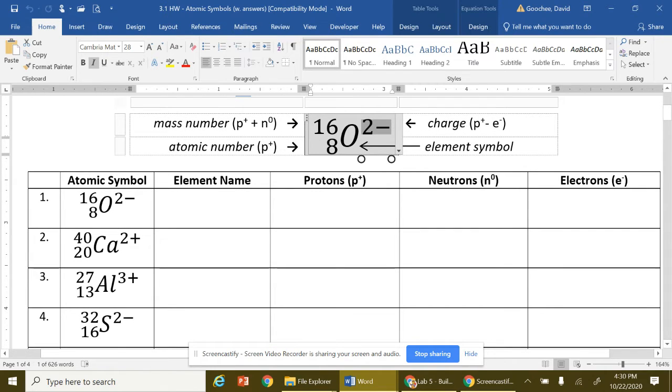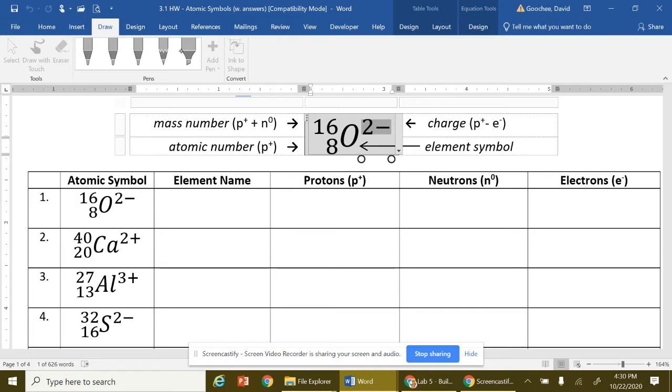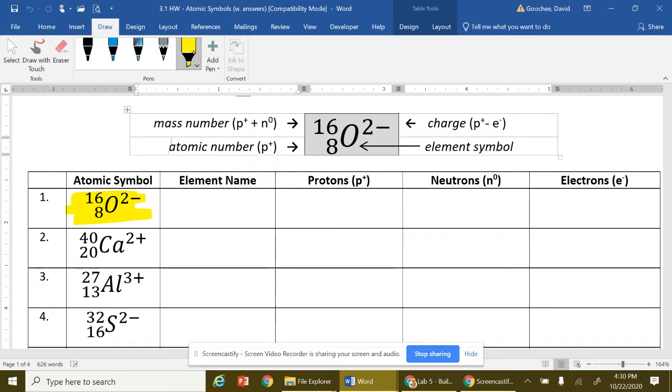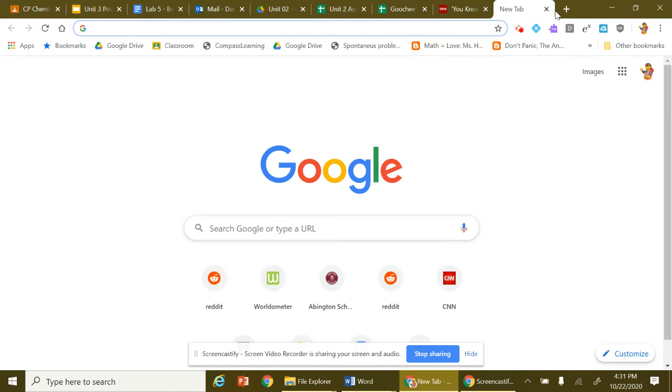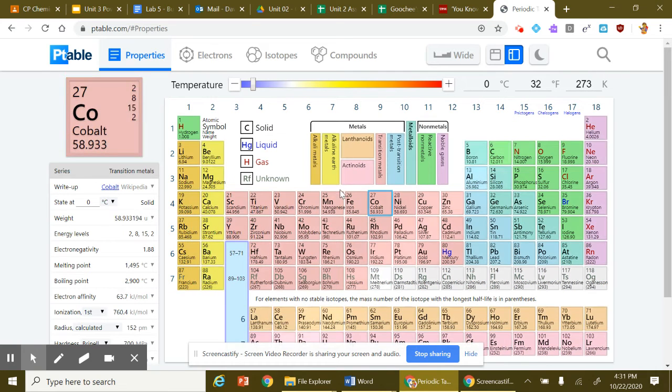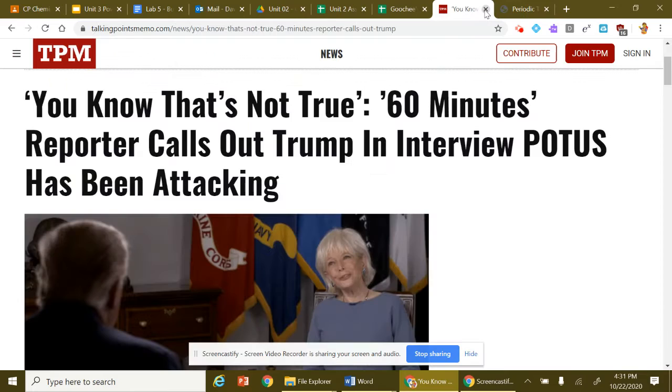Let's do this first one. Here's your atomic symbol for number 1. Now, what can we pick apart from this? First of all, we know the element name is oxygen, because of that O there, symbol O. And by the way, as you do this, you should have a copy of the periodic table up. I recommend going to ptable.com, where you can see element O is oxygen. So again, I recommend you have a periodic table available as you do this homework.